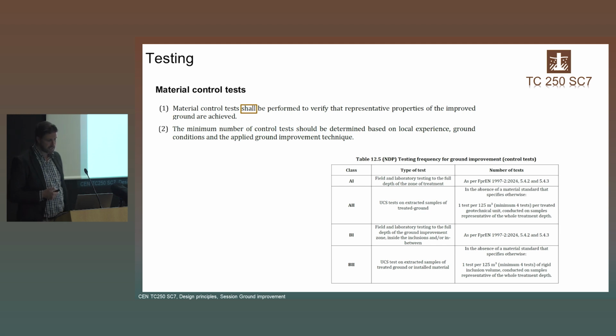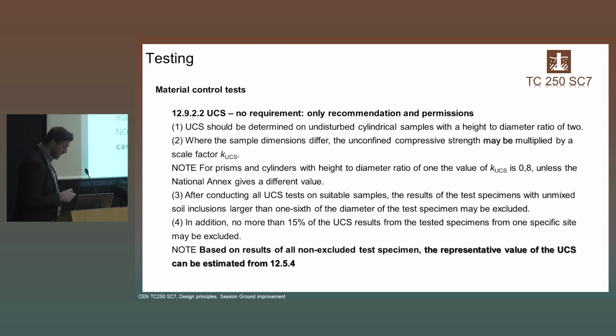And thus in this case, we give a minimum of the minimum number of tests that you shall perform to verify that you encounter the resistance that you assume in the design. About the material control test, you have extra information given in the code, but only recommendation and permission. For example, taking into account the dimensions of the samples that you test.